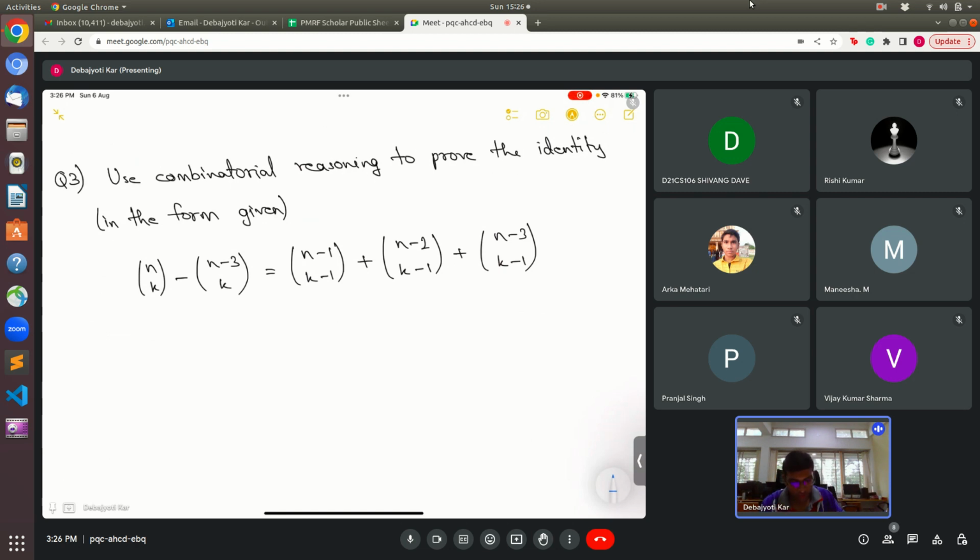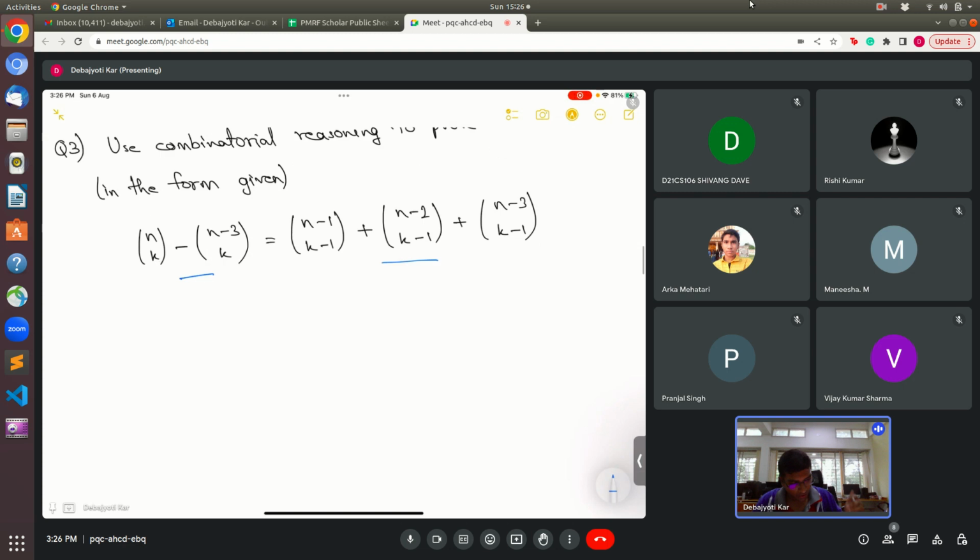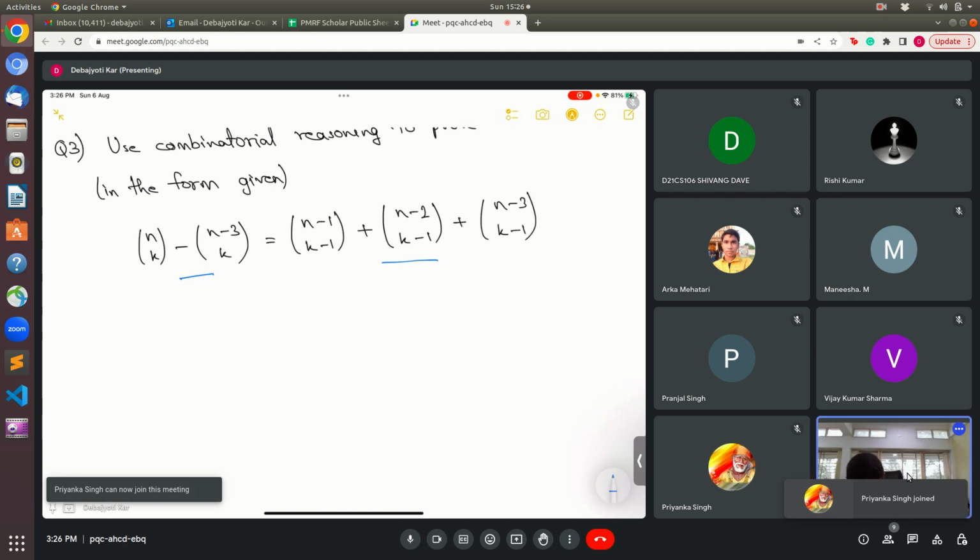So here, if you want to show that this thing is equal to this thing, you must come up with some situation wherein your aim is to count some value, the number of such favorable events, and you count it in two ways and show that these two things are equal. Okay, so how do we approach this? Let's look at the form.